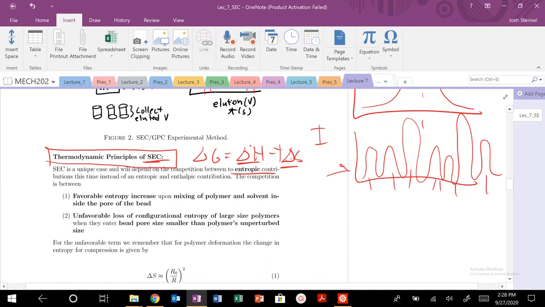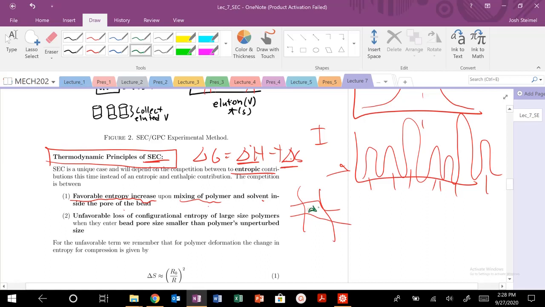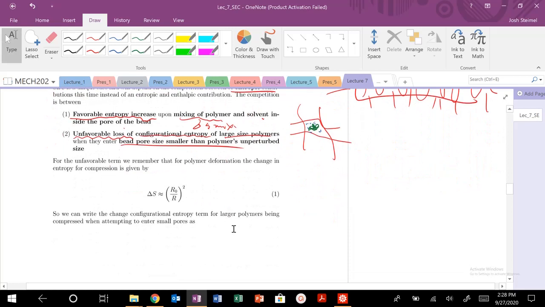Specifically, the competition between our favorable entropy increase upon mixing of our polymer and solvent inside the bead. So in that pore, if I put a polymer here with some solvent and mix, I get an increase in my delta S of mixing. But as that polymer goes inside of that pore, it's unfavorable in terms of entropy because of the loss of configurational entropy, from our large polymers being compressed into a small pore. So we know how to deal with this entropy contribution.